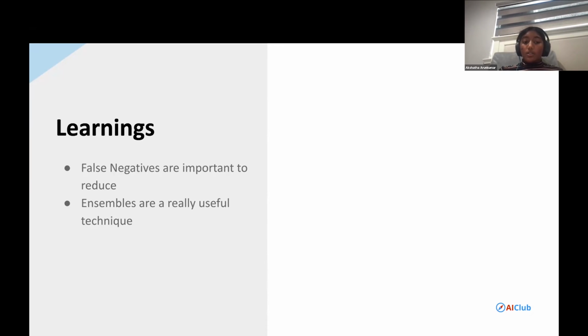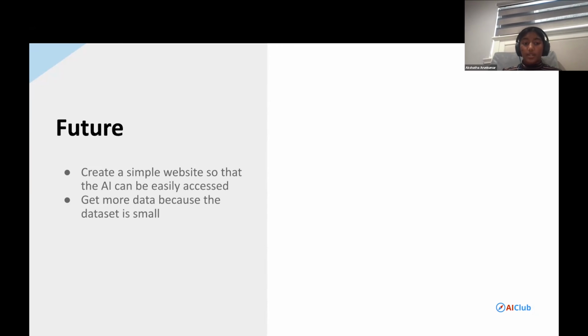I also learned that ensembles are a really useful technique and can be used to improve the accuracy for many more AI projects. In the future, I want to create a simple website so that the AI can be easily accessed by doctors. I also want to get more data because my data set is still small.